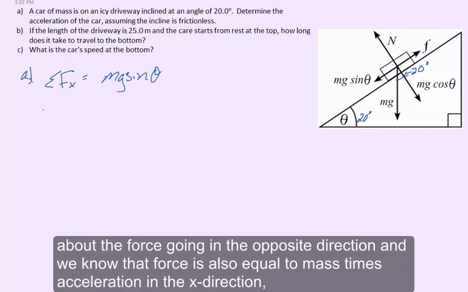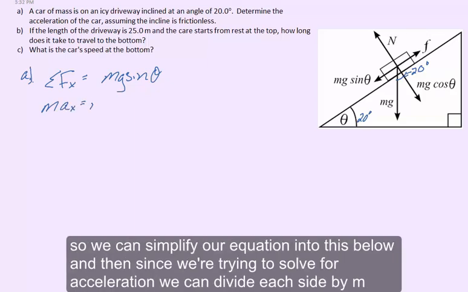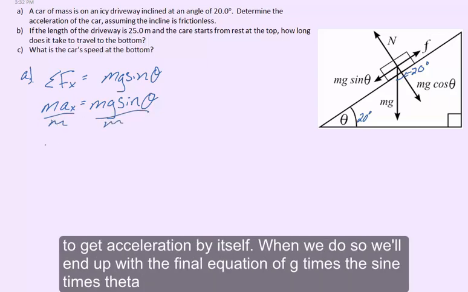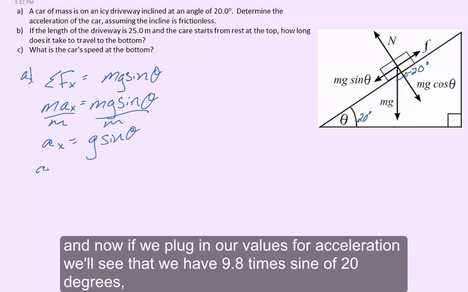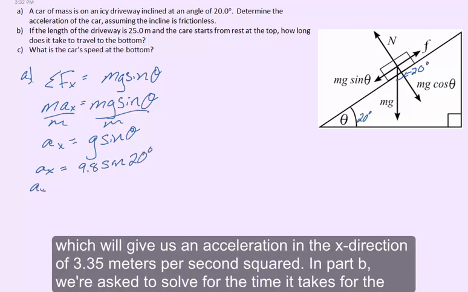And we know that force is also equal to mass times acceleration in the x direction. So we can simplify our equation into this below. And then since we're trying to solve for acceleration, we can divide each side by m to get acceleration by itself. And when we do so, we'll end up with the final equation of g times sine of theta. And now if we plug in our values, we'll have 9.8 times sine of 20 degrees, which will give us an acceleration in the x direction of 3.35 meters per second squared.